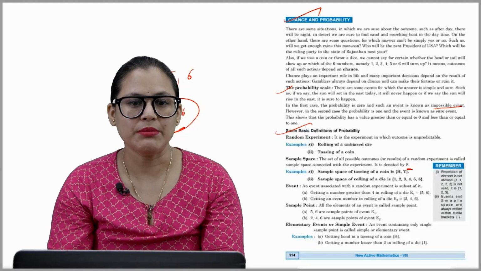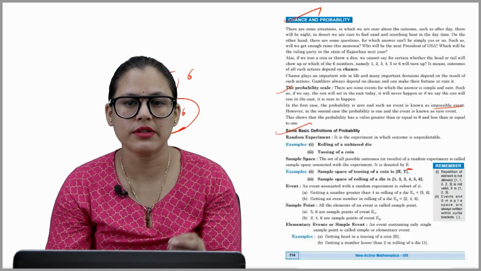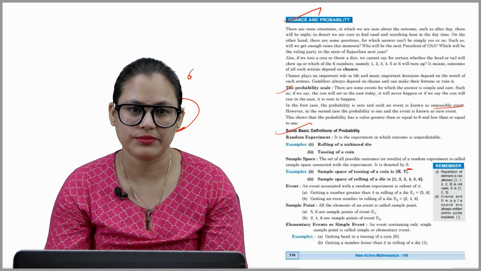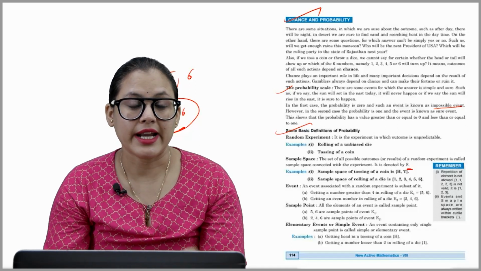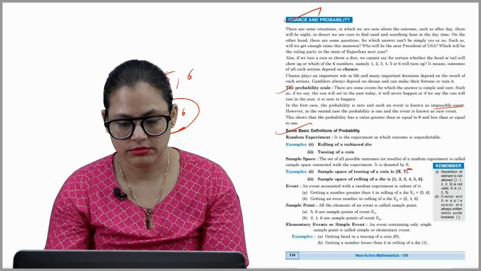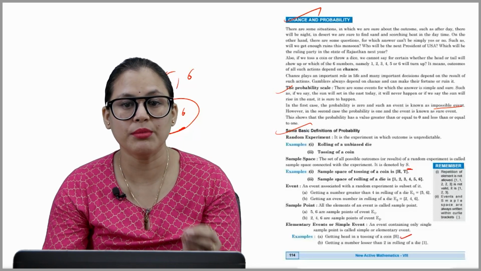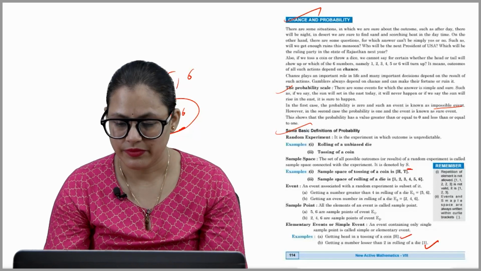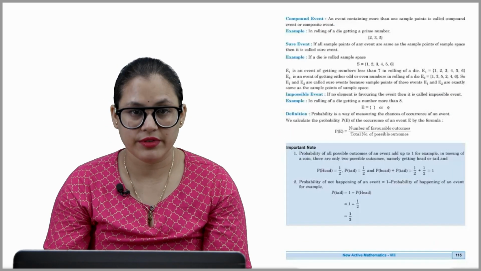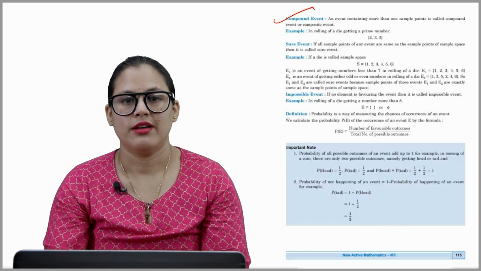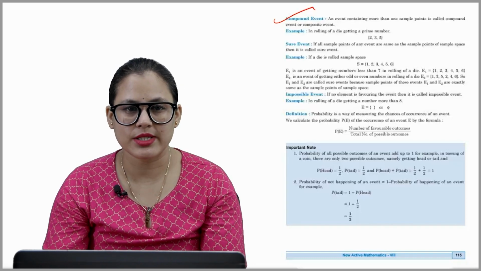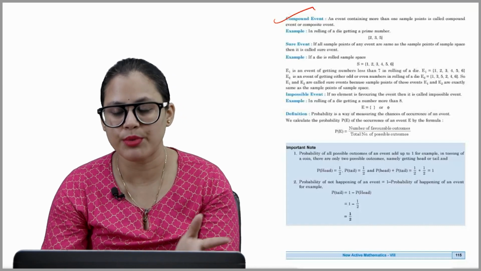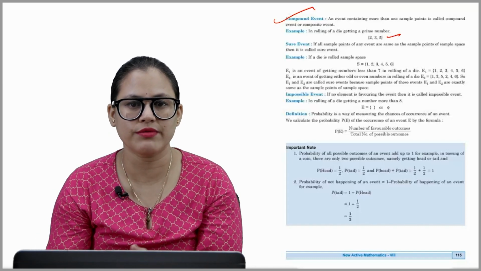Okay. Next, elementary event or simple event. An event containing only a single sample point is called a simple or elementary event. Example, getting head in tossing of a coin. Okay. B. Getting a number less than 2 in rolling of a die. Okay. Next, compound event. An event containing more than one sample point is called a compound event or composite event. Example, in rolling of a die, getting a prime number. So, we have 3 outcomes, 2, 3 and 5.